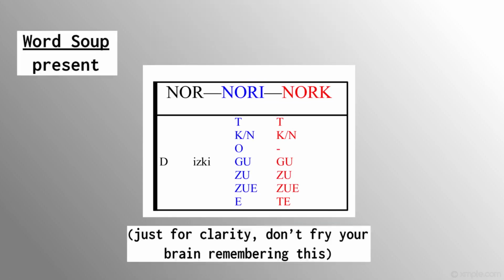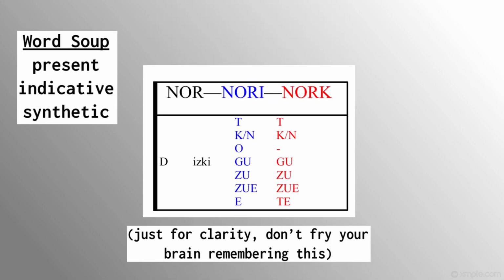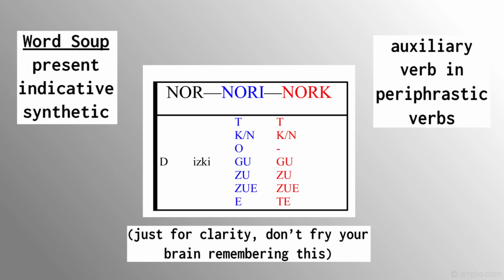So we'll focus on this last column, first row, present indicative synthetic Nor-Nori-Nork forms of Izan, which is just used as an auxiliary verb in multi-verb constructs, aka periphrastic verbs.